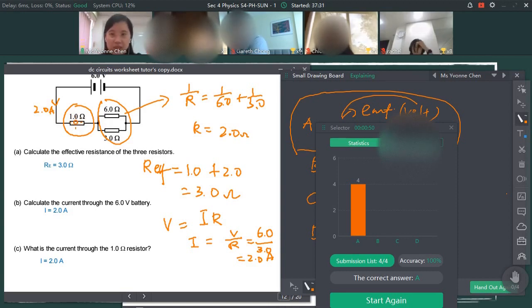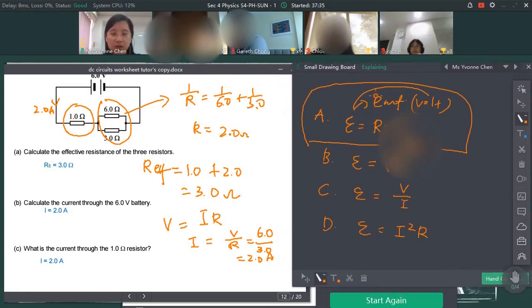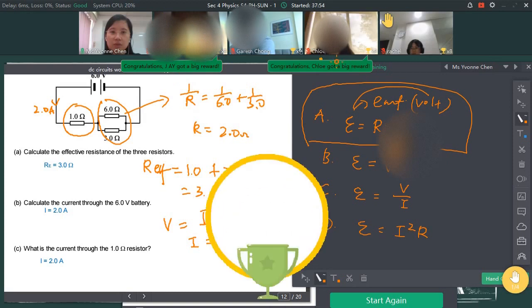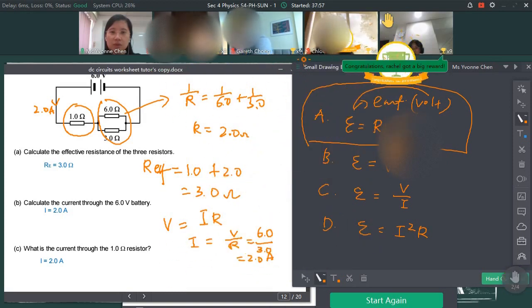If there's any mistake you made just now, you can write it down on your notes or on your worksheets. So far okay? Any question? If you understand this question, please raise your hand. Okay, good. Thank you.